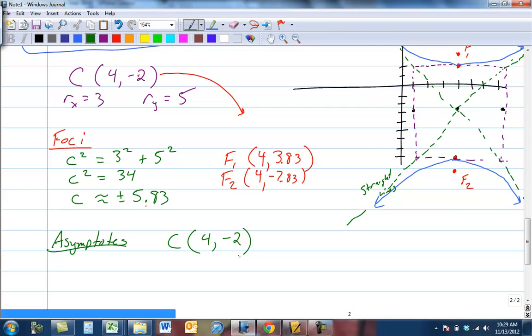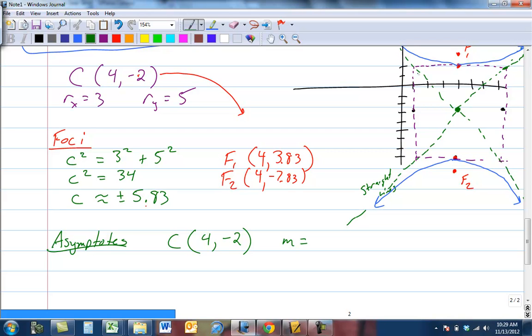Now we've got to find the slope. Well, here's the thing: we're at this point here. What is the slope of this positive line here? Well, how much did it go up? Well, r sub y is our up, right? And how much did it run? R sub x is how much it went to the side. So this is positive r sub y divided by r sub x.